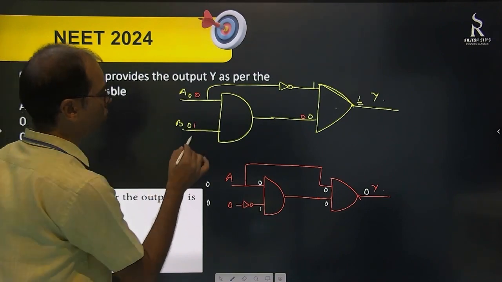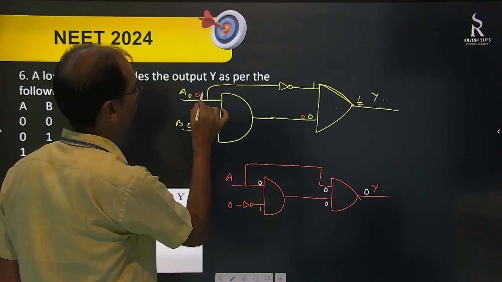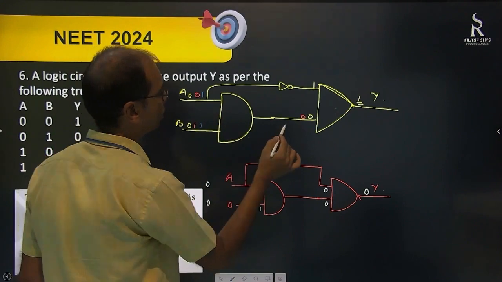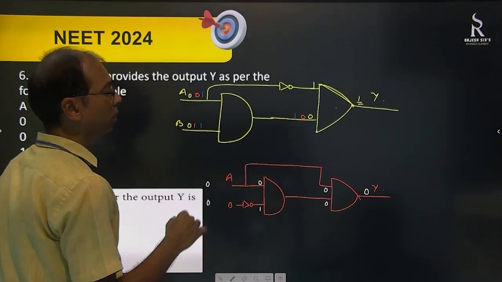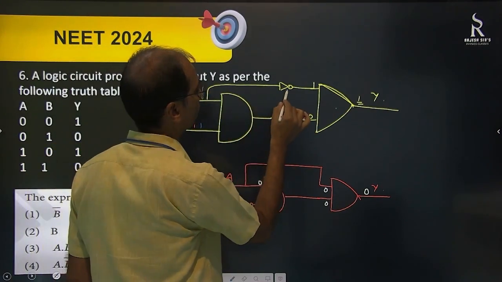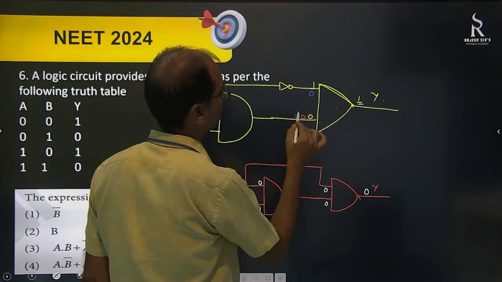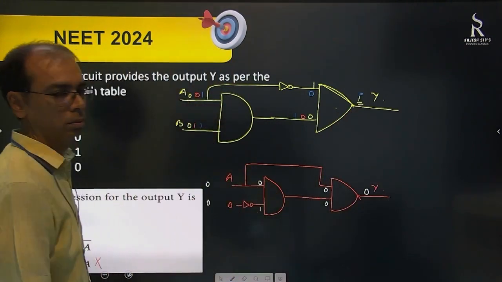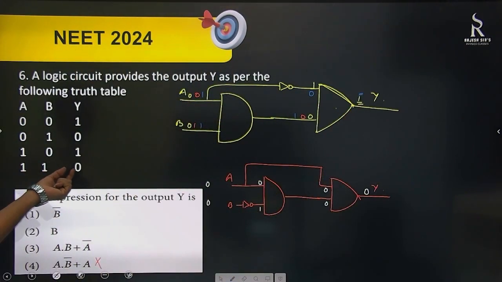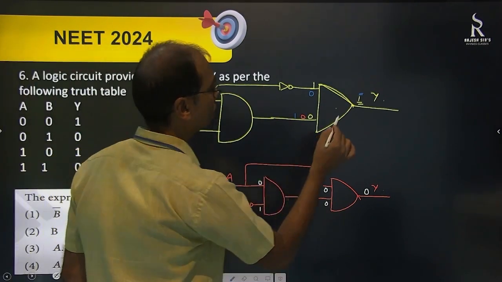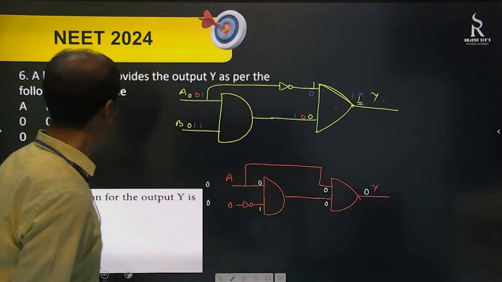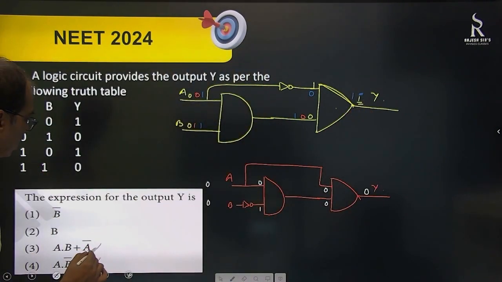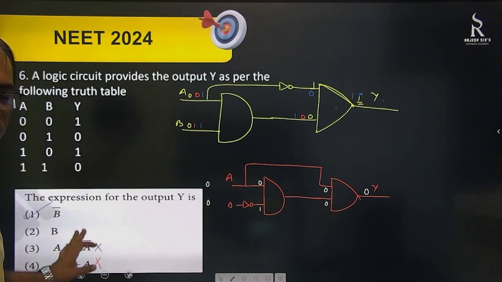So 1, 1, 0. So 1. Here is also 1. So 1 and 1 goes in AND, comes out to be 1. Okay, here goes 1, becomes 0. 0 and 1 goes in OR, comes out to be 1. Okay, 1, 1 comes out to be 1, but our answer is what? 1, 1, answer is 1, but he says 1, 1, 0. So this is not possible. So only option possible is, we were knowing in the beginning only, but still we checked.